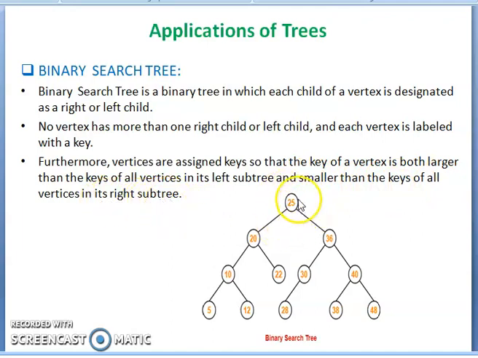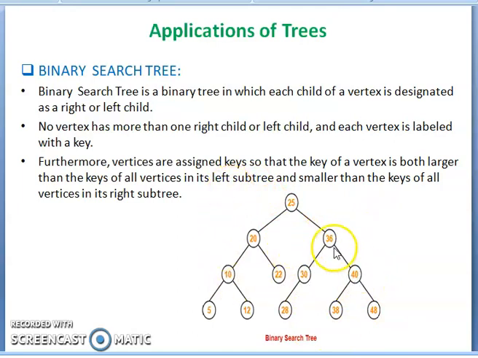For example, this is the root node, and you take one node. The key of this node must be greater than all the values in the left subtree. See this, the left subtree values 5, 12, 10, 20, 22, all these values. 25 is greater than the left subtree values, and 25 must be less than the right subtree values. So that is the property of a binary search tree.